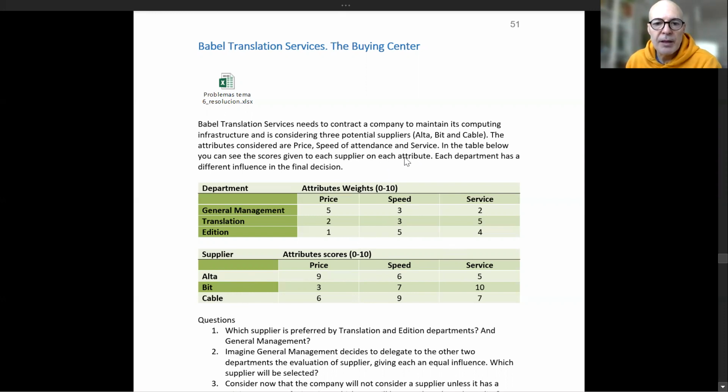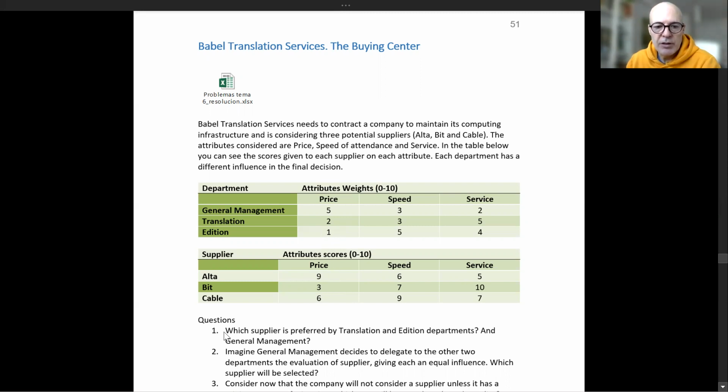Also, the departments that compose the buying center in the company each have a different influence in the final decision, and also different weights for the different attributes. For example, general management gives a weight of 5 to price, 3 to speed, and 2 to service. Remember that usually, and in this case also, a higher score in price means a lower price.